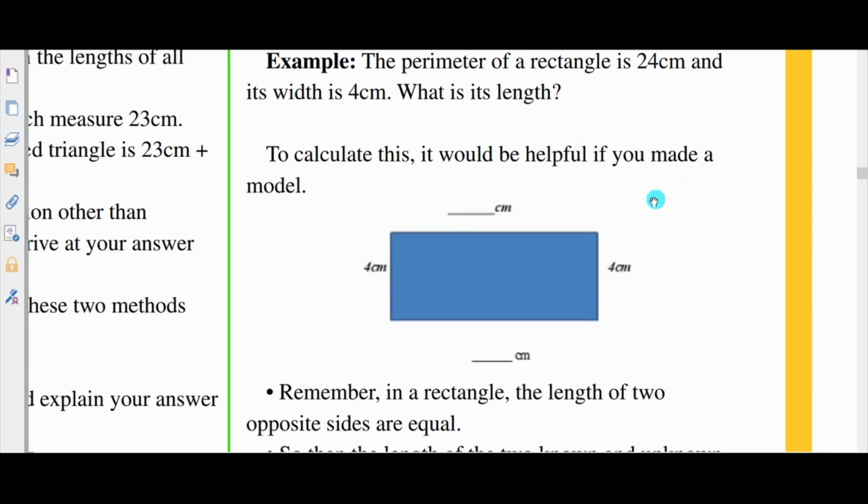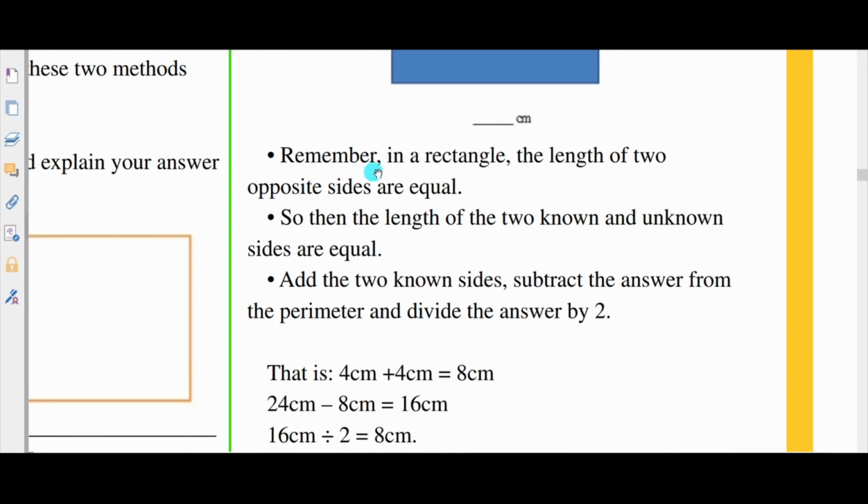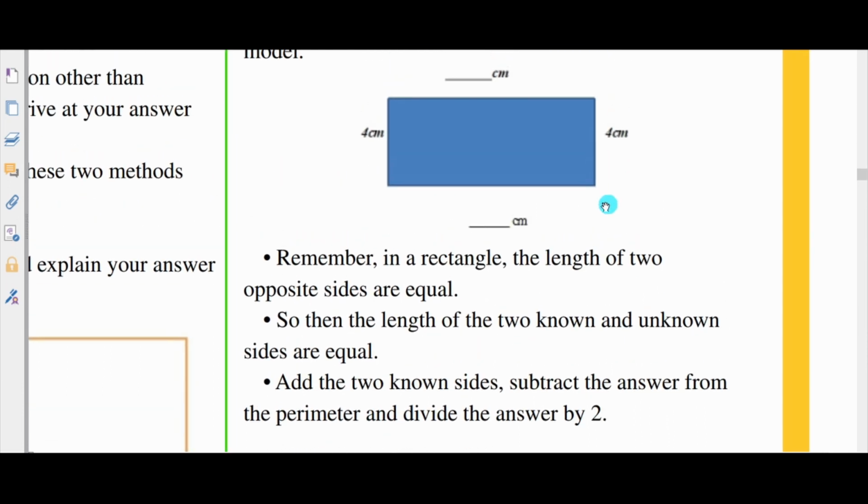To calculate this, it would be helpful if you made a model. So here's a model I've drawn up. It has the width here and the width here, and remember that they are the same, and we have now the length here and the length here we are trying to find. All right, let's see what this says now. Remember, in a rectangle, the length of 2 opposite sides are equal. See it here, 4 here and 4 here. So whatever this one is going to be, the same as that one. All right, that makes sense.